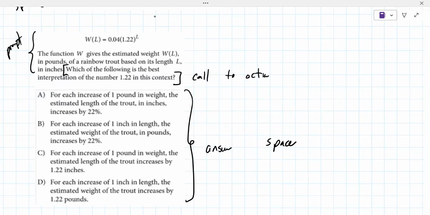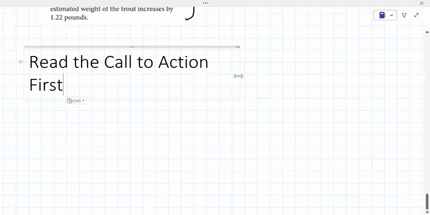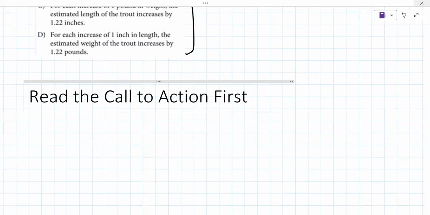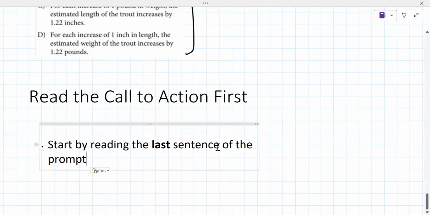All right. So why does this matter? Well, the very first test taking strategy that you want to know or think about is the following. You read the call to action first. The more problems you look at, the more quickly you'll be able to determine what it's asking you to do. So the call to action is the following. It's the last sentence in the prompt.